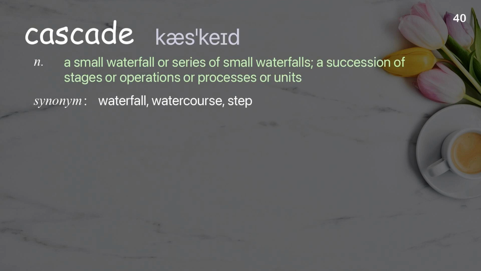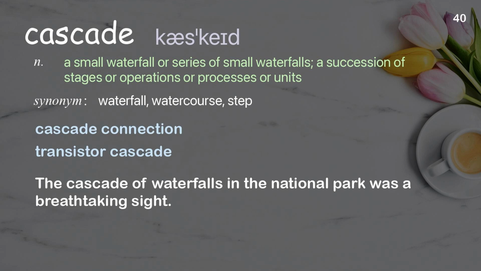Cascade: a small waterfall or series of small waterfalls, a succession of stages or operations or processes or units. Examples: cascade connection, transistor cascade. The cascade of waterfalls in the national park was a breathtaking sight.